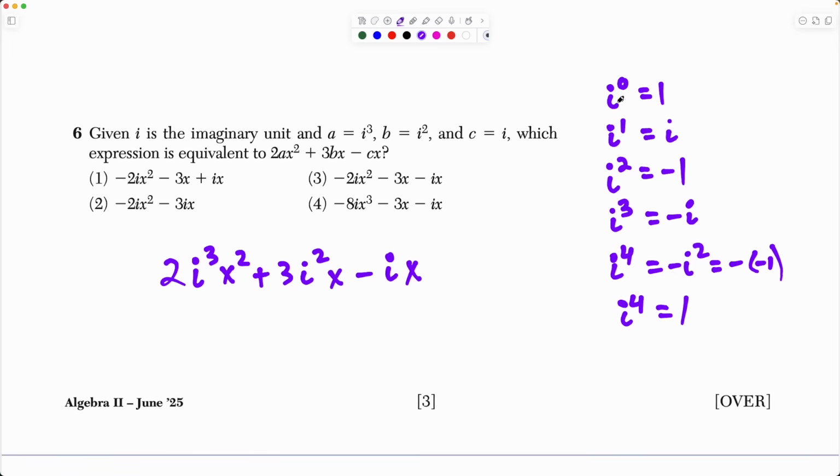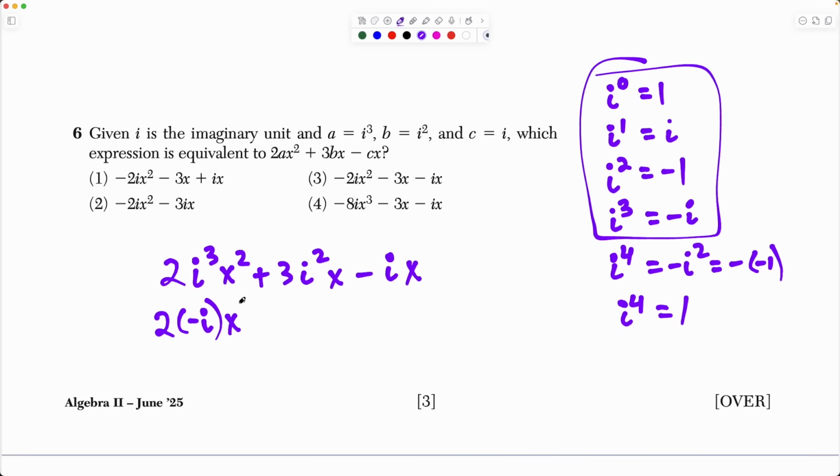But really what I get out of it for this question is these values here are the most relevant. So i to the third power, I just replace that with minus i, and then I write my x squared. And then plus 3 times i squared is -1, and then times x, and then minus ix. And then we have minus 2i, because we're doing +2 times minus i. So you have minus 2i x squared, and then we have minus 3x, and then minus ix.